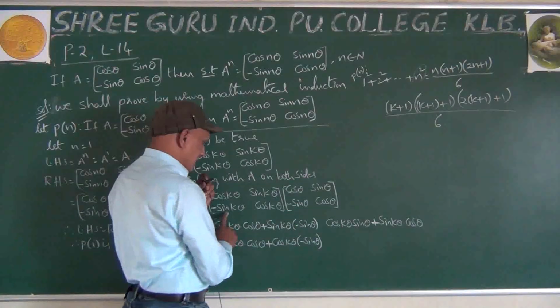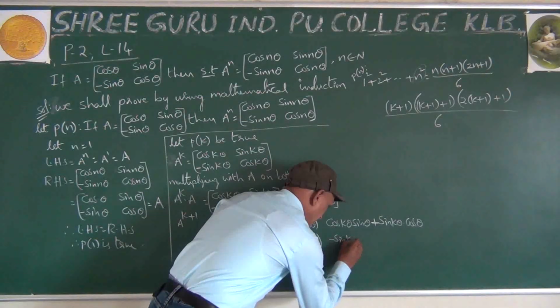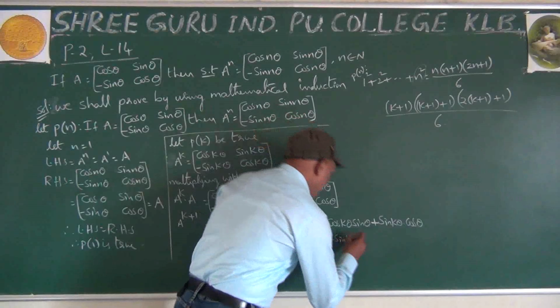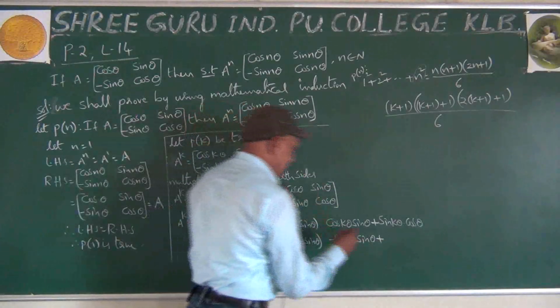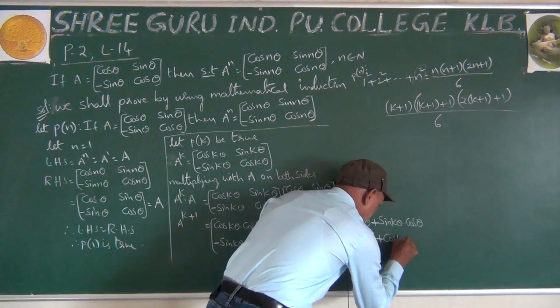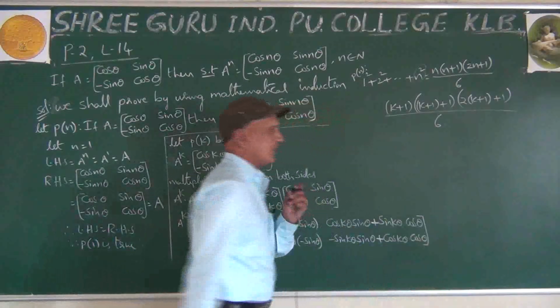Second row, second column: minus sin k theta sin theta plus cos k theta cos theta. Right?